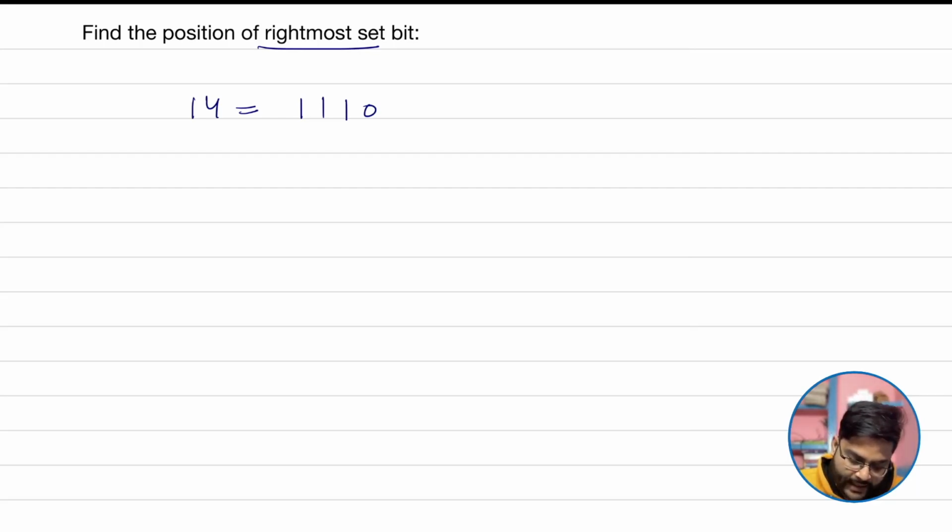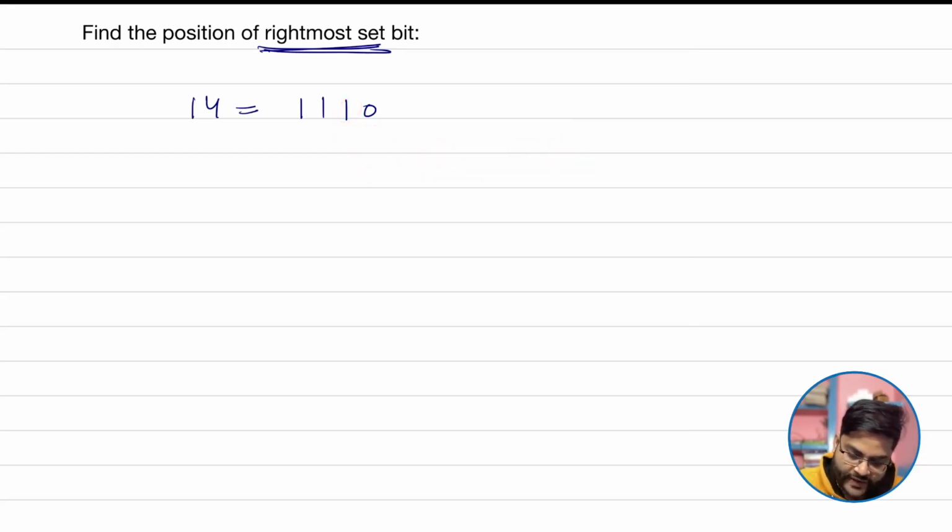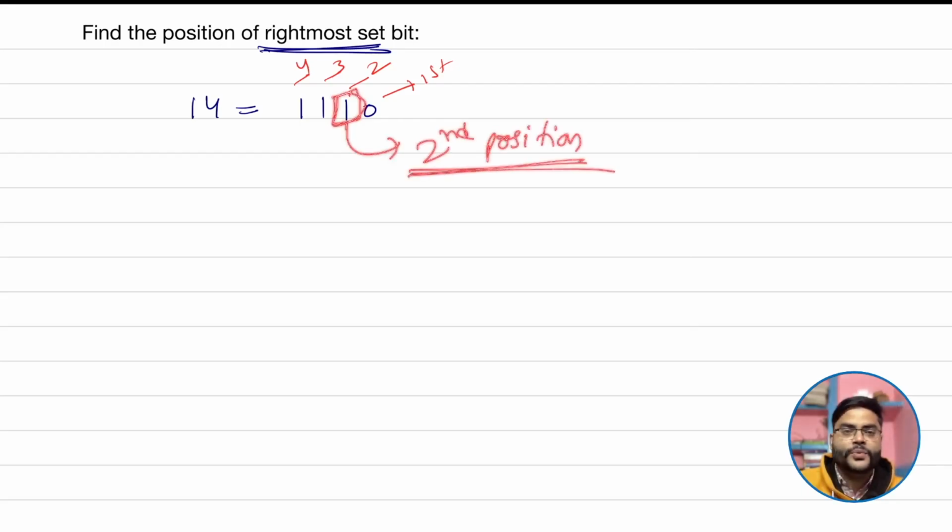Now, rightmost set bit means this bit. It is on the rightmost side, and I want to find the position of this bit. If I start from here, this is the first bit, this is the second bit, this is the third bit, this is the fourth bit. So my rightmost set bit is at the second position.